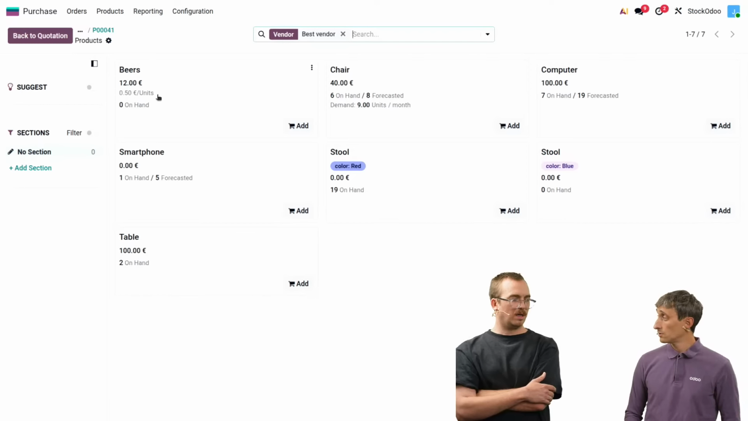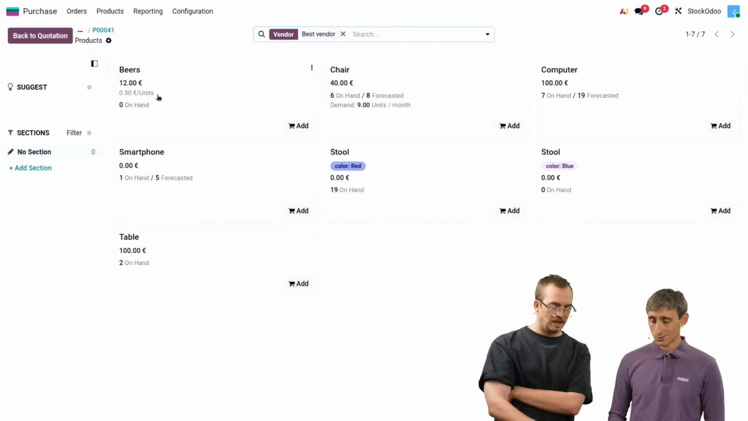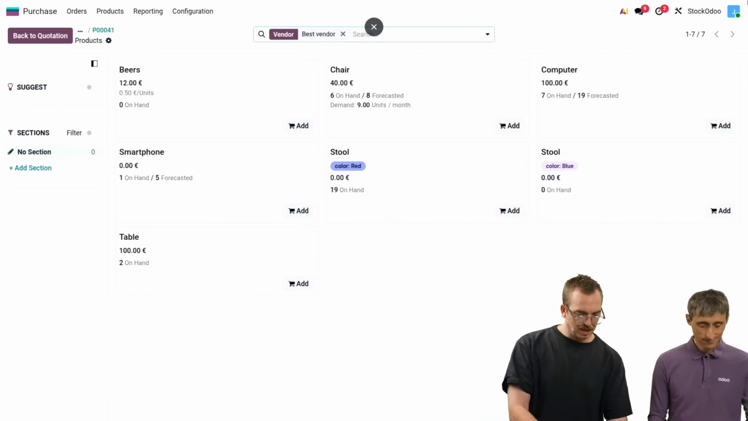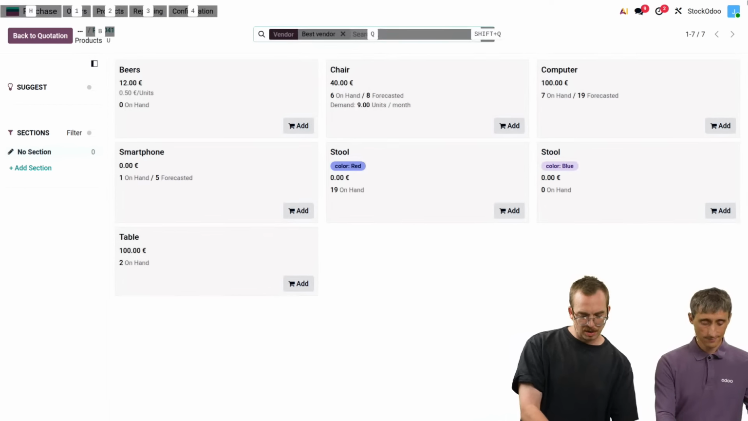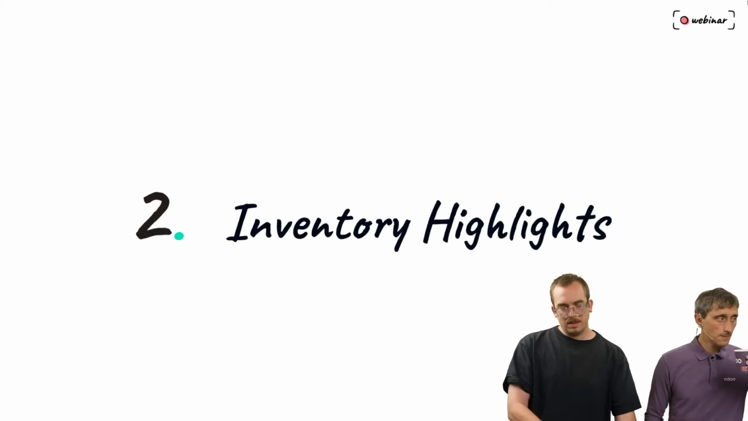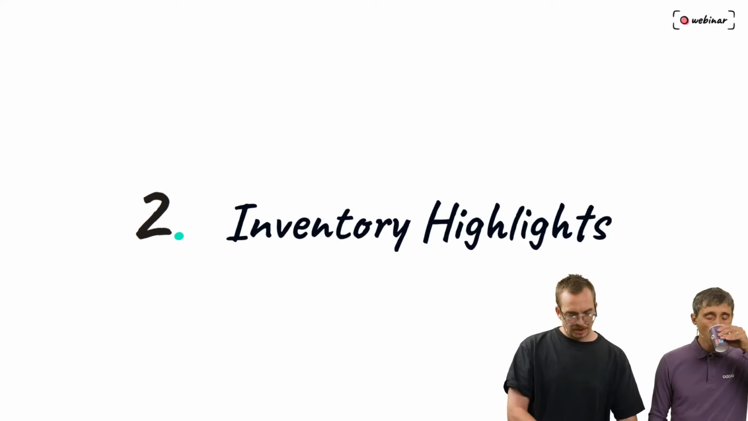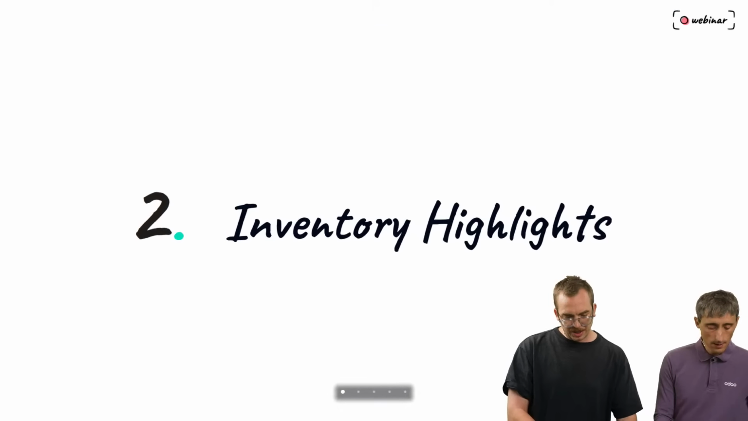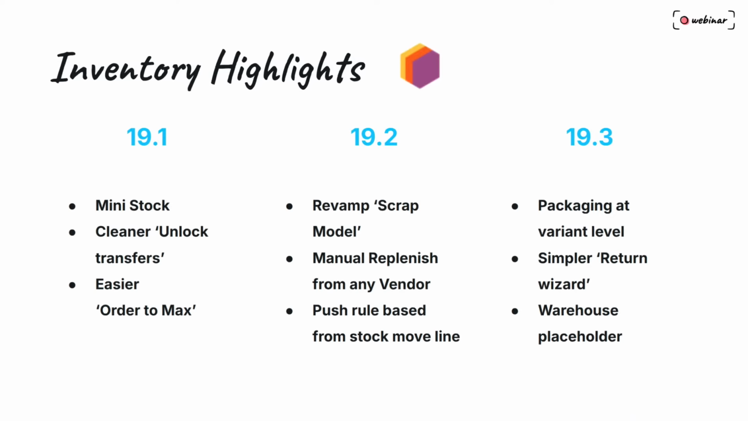I think now it's your turn to show me what's new in inventory. I can see the purchase app is getting simpler and stronger, I think. Yeah. So now let's see what we have for inventory. Like Gilles, I will work by version. So I will show you the 3 main features by version.